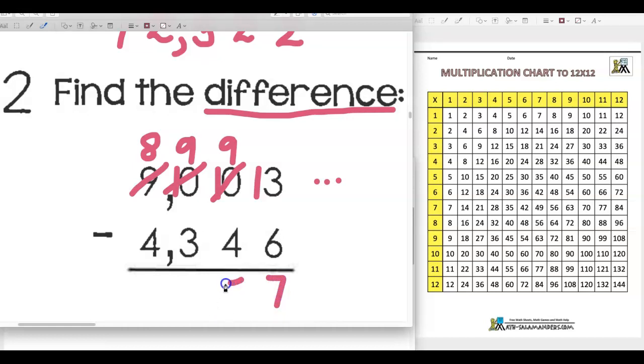9 subtract 4 equals 5. 9 subtract 3 equals 6. 8 subtract 4 equals 4. Now remember, if you have commas, you can simply bring your comma down, but double check and make sure you have 3 digits behind it. 1, 2, 3. 9,003 subtract 4,346 equals 4,657.